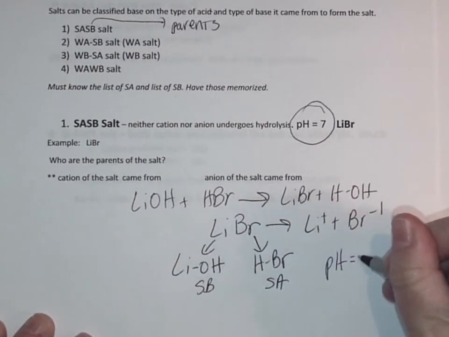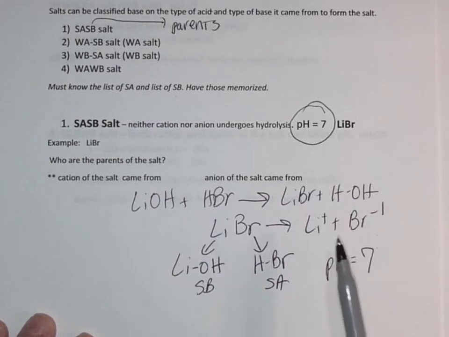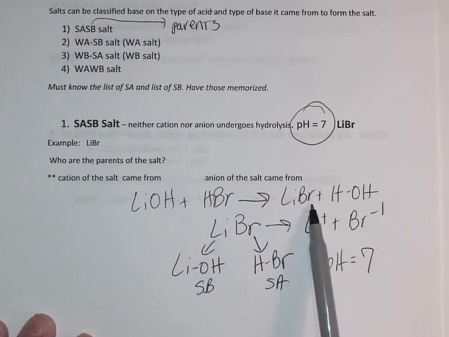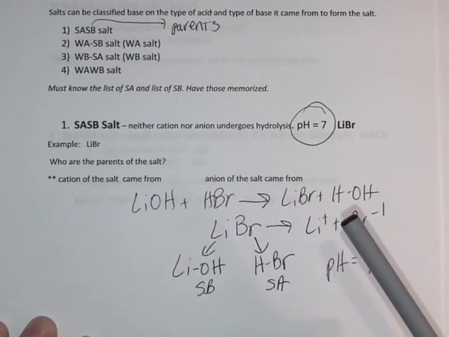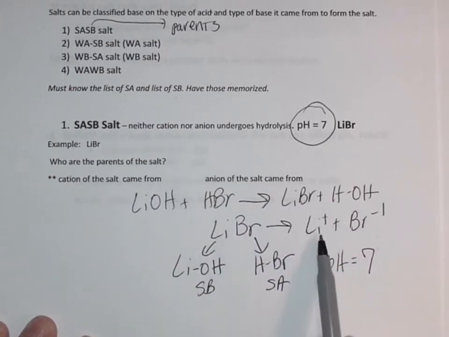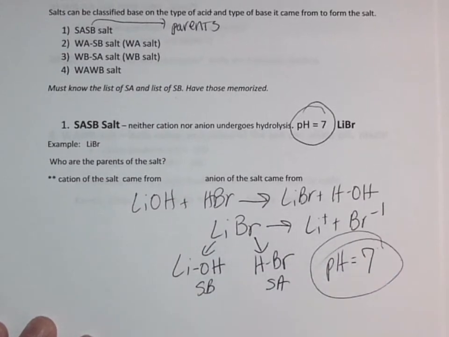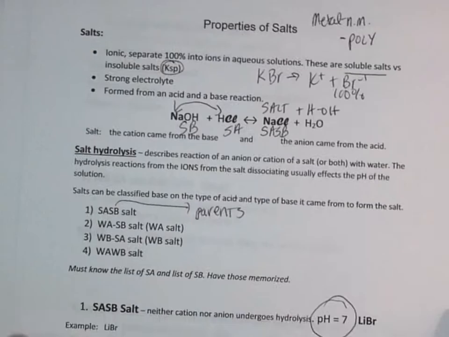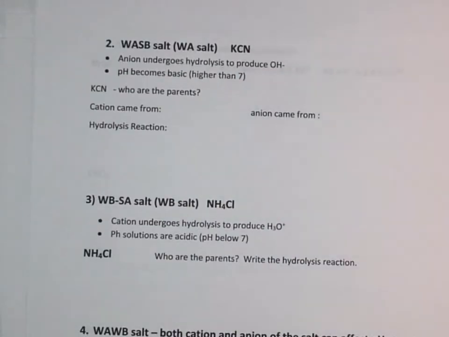So this is why we say a pH is 7, because it would have been this salt with HOH being produced. So an SASB salt does not undergo hydrolysis because its parents were both a strong base and a strong acid. Therefore, the pH will be 7. There are no calculations to do with this. It is a concept.